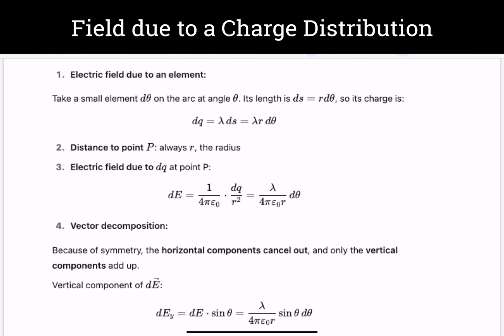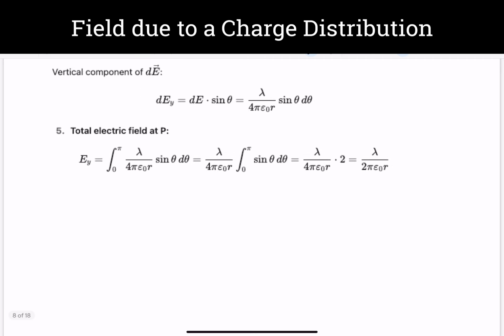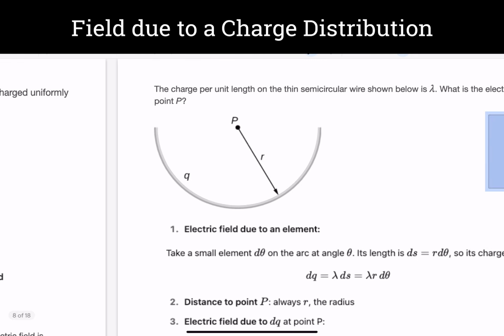The electric field due to a small charge is that. We have seen that. And then decompose the vector into its components. We only take the vertical component, which is going to be sine theta, and then integrate after that. Once you integrate, you get lambda by 2 pi epsilon naught r. So that's the answer.